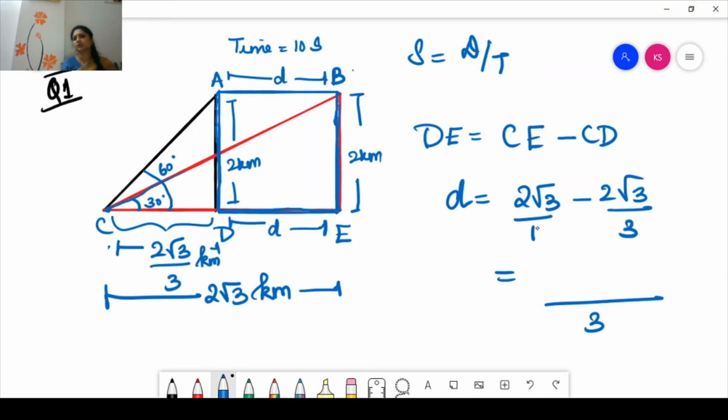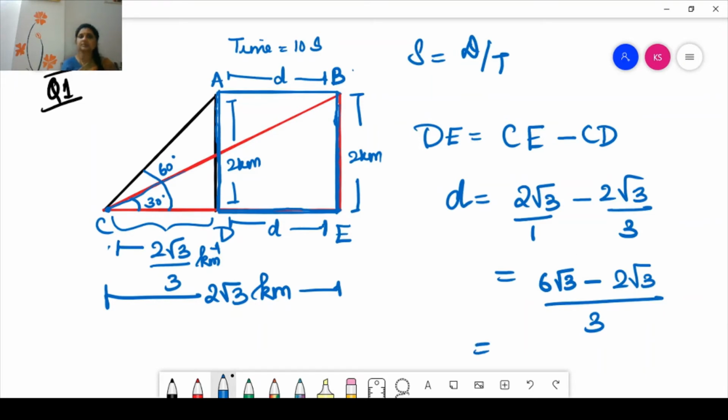So 1 into 3 gives me 3. So the numerator is also going to be multiplied by 3. So 3 into 2 root 3 will be 6 root 3. You multiply the rational numbers and then put the irrational number like that only. So 3 into 1 gives me 3. So I just multiply the numerator by 1, so I get back the numerator.